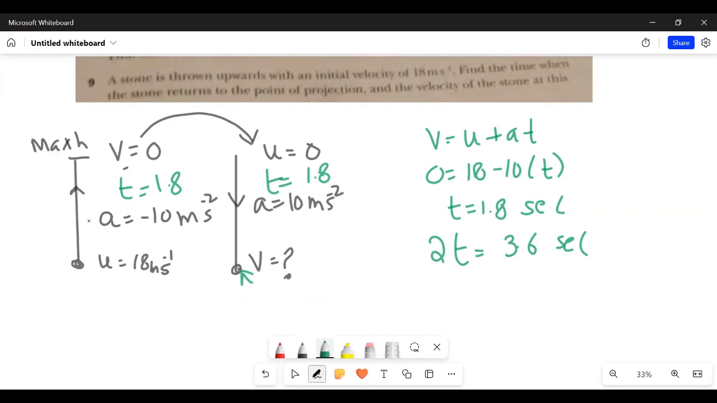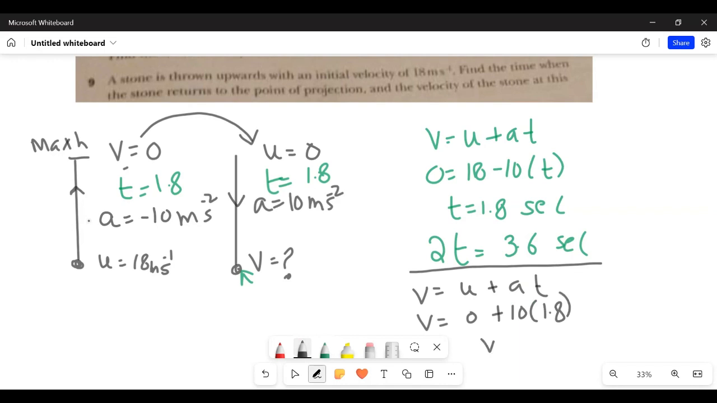Okay. So again, we have to find V. So can we do V square equals U square plus 2AS? No, because we don't have the distance. Can we do V equals U plus AT? Yes. So V equals U plus AT, which gives us 18 meters per second. Okay.